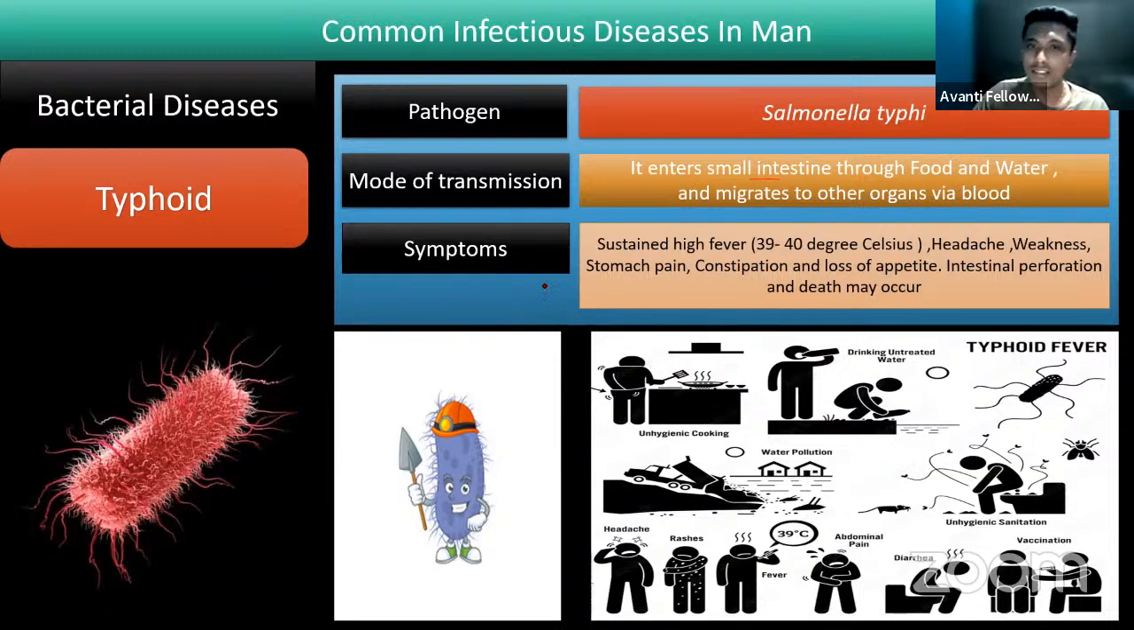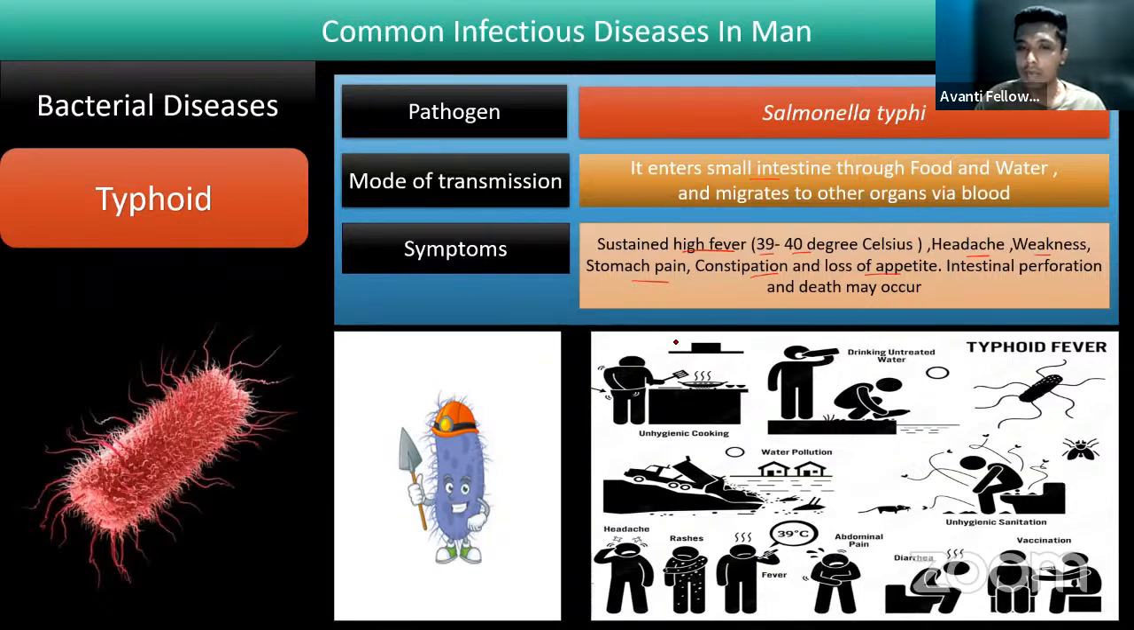What are the symptoms of this disease? It causes sustained high fever, characterized by a very steady temperature between 39 to 40 degrees Celsius. It will stay in this range and not fluctuate down or above. Following the fever, there is headache, weakness, stomach pain, constipation, and loss of appetite, that is, difficulty in eating or not feeling hungry. As I said, in severe cases there is intestinal perforation, and it might lead to death also.